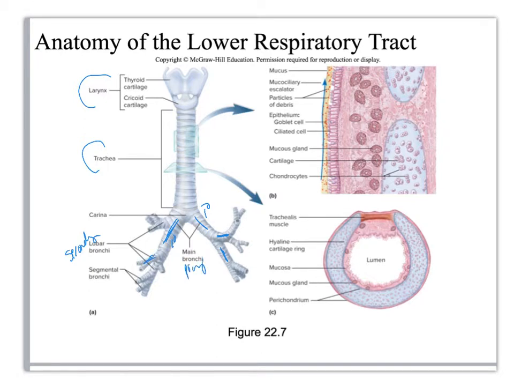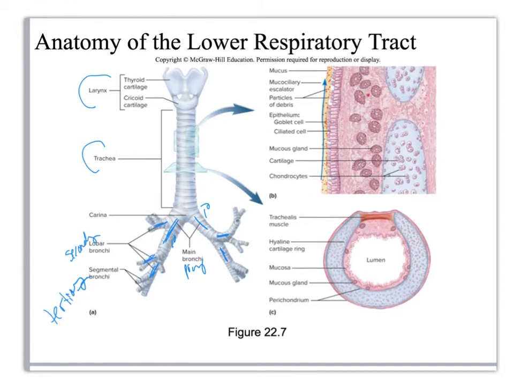Okay? And then on the right, you've got 3 right here. Then depending on your book, they're calling these segmental. I've always learned them as tertiary, but you can use either term. And then these are going to continue and become subsegmental, and then large bronchioles, and it gets smaller and smaller and smaller, okay?